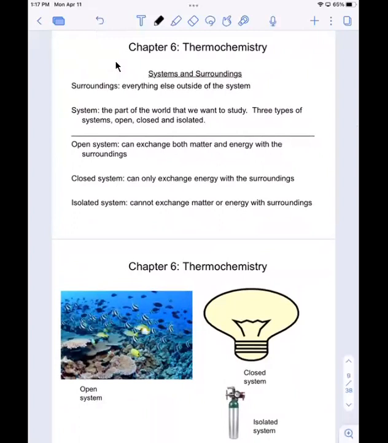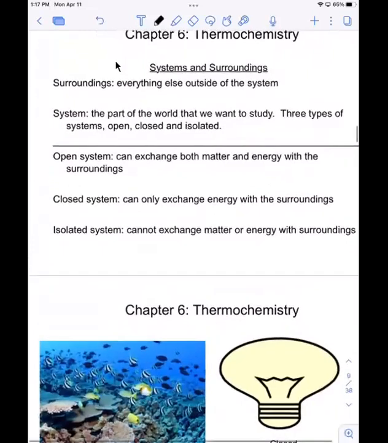So now you have here some terms: the surroundings and the system. So the surroundings are everything else that's outside the system. The system is what we want to study. It may be a reaction in a flask. It may be something else, but most of the time for chemistry, it's some type of reaction that we're running in a flask, and we want to know what's going on with that reaction.